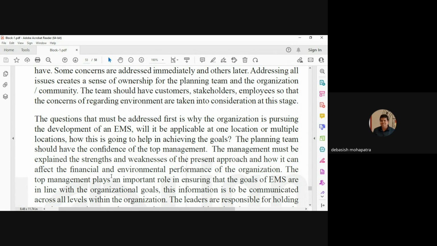The planning team should have the confidence of the top management. The management must explain the strengths and weaknesses of the present approach and how it can affect the financial and environmental performance of the organization. The top management plays an important role in ensuring that the goals of the EMS are in line with the organizational goals.